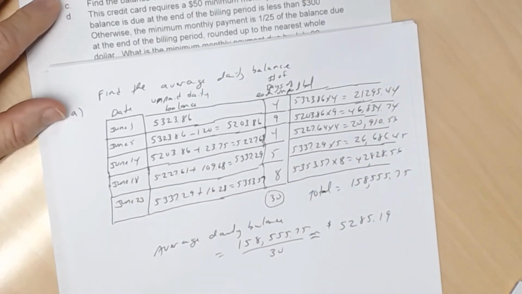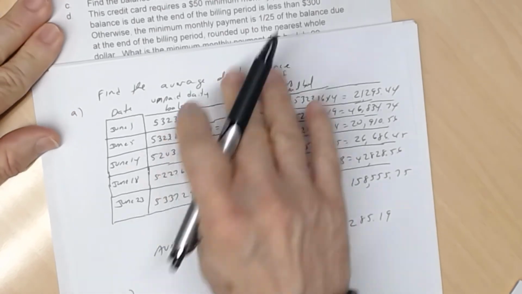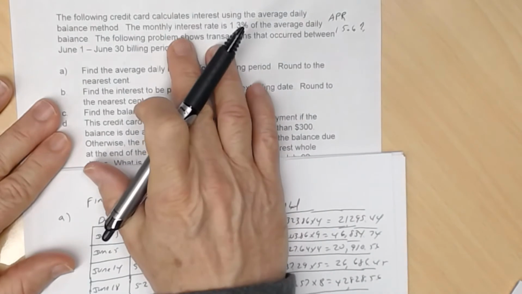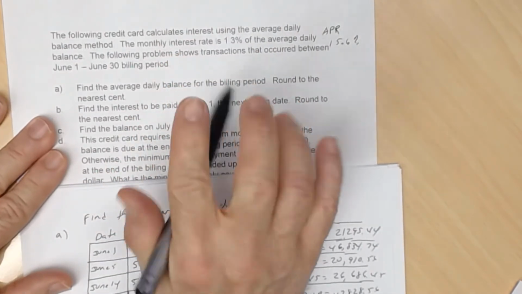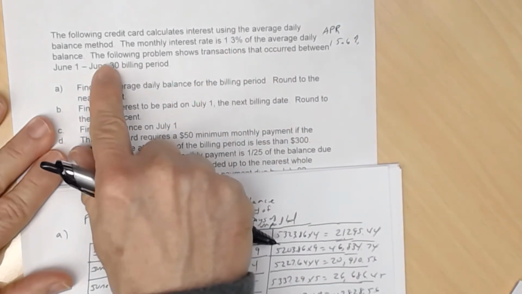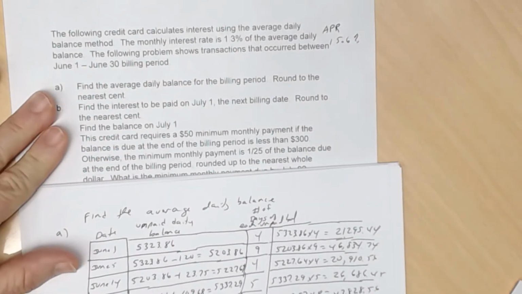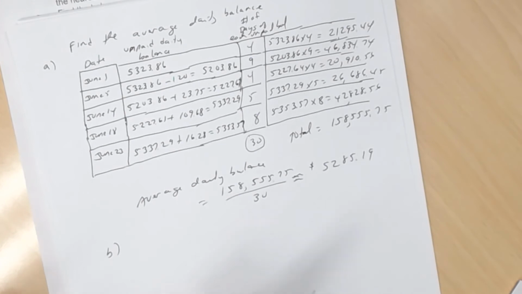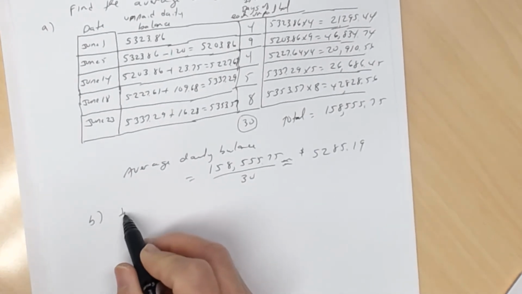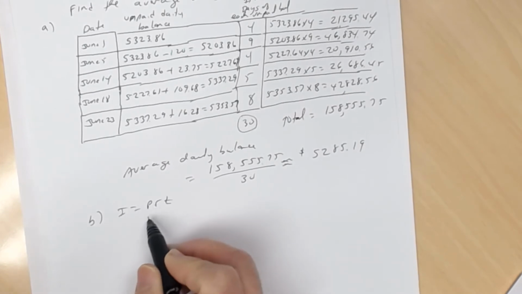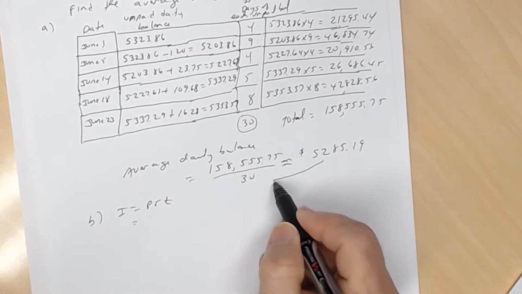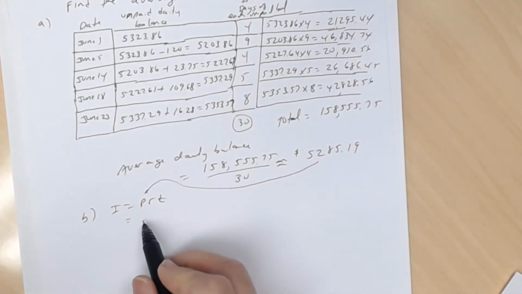All right, part B. So part B is where we find the interest. Okay, that's easy. All right, how do I find the interest? Well, the interest says that the monthly interest rate is 1.3% of the average daily balance, right? Okay, and by the way, we use the simple interest formula. So the simple interest formula is interest equals principal times rate times time. Okay. Now, principal in this case is the average daily balance. That's what that is.